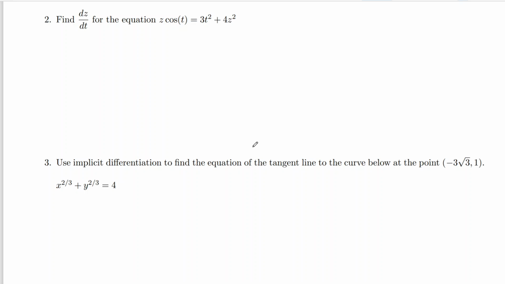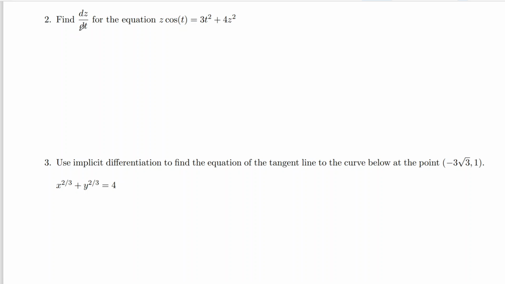All right, but the next one is pretty much the same. It's just using some different letters and different functions. The idea is going to be exactly the same. We want to find dz over dt for the equation z times cosine of t equals 3t squared plus 4z squared. Once again, you can't easily solve for the variable on top here, which is z. Okay, if we divide by cosine of t, that's great, but we have a z squared over here. So we cannot easily solve for z, which means we have to do implicit differentiation.